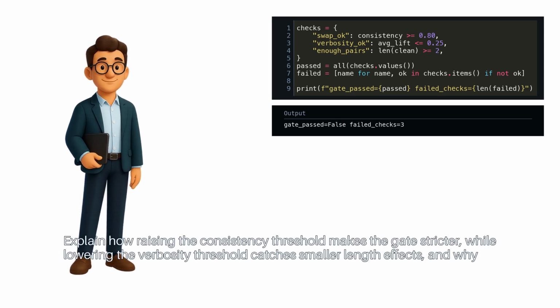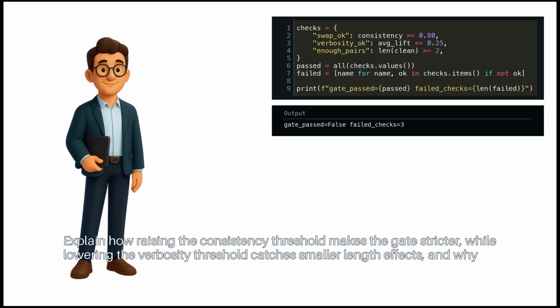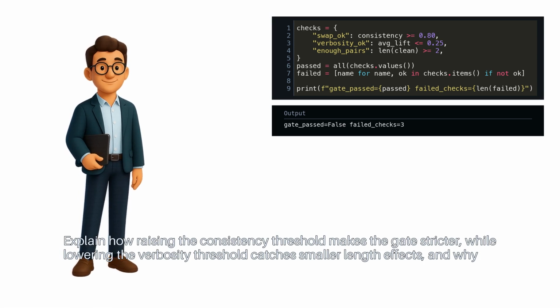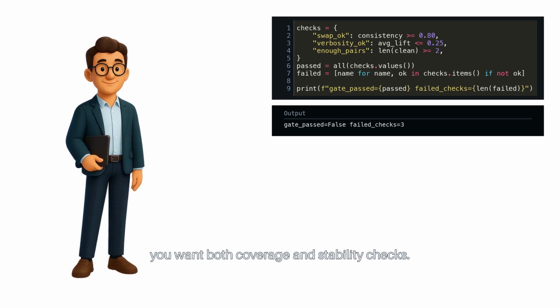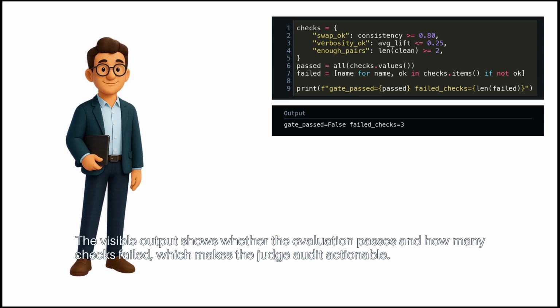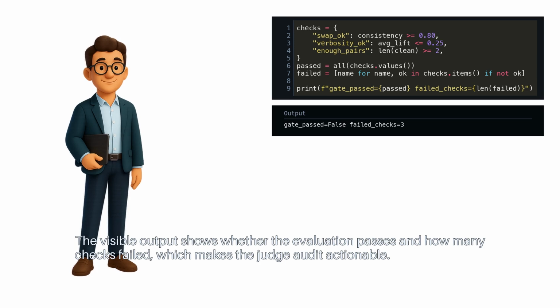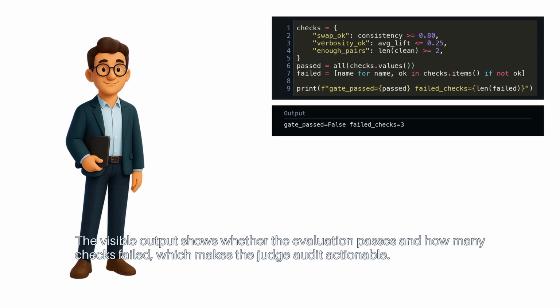Explain how raising the consistency threshold makes the gate stricter, while lowering the verbosity threshold catches smaller length effects, and why you want both coverage and stability checks. The visible output shows whether the evaluation passes and how many checks failed, which makes the judge audit actionable.